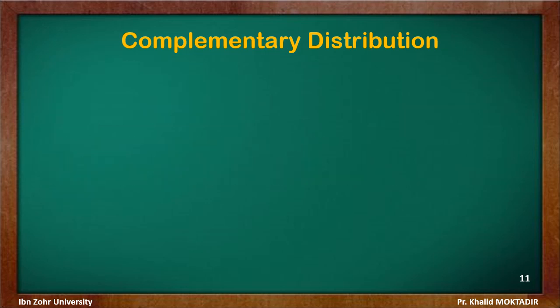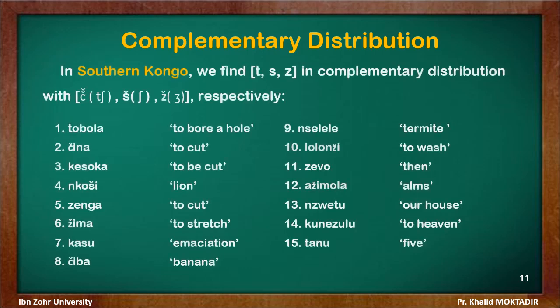Now, here is a detailed example of how we go about solving a problem on complementary distribution. We're taking the example from southern Congo, and we can see that the alveolar consonants t, s, and z are in complementary distribution with ch, sh, and j. That is t with ch and s with sh and z with j. Now take your time. You might want to pause the video and look at the data carefully before you move on.